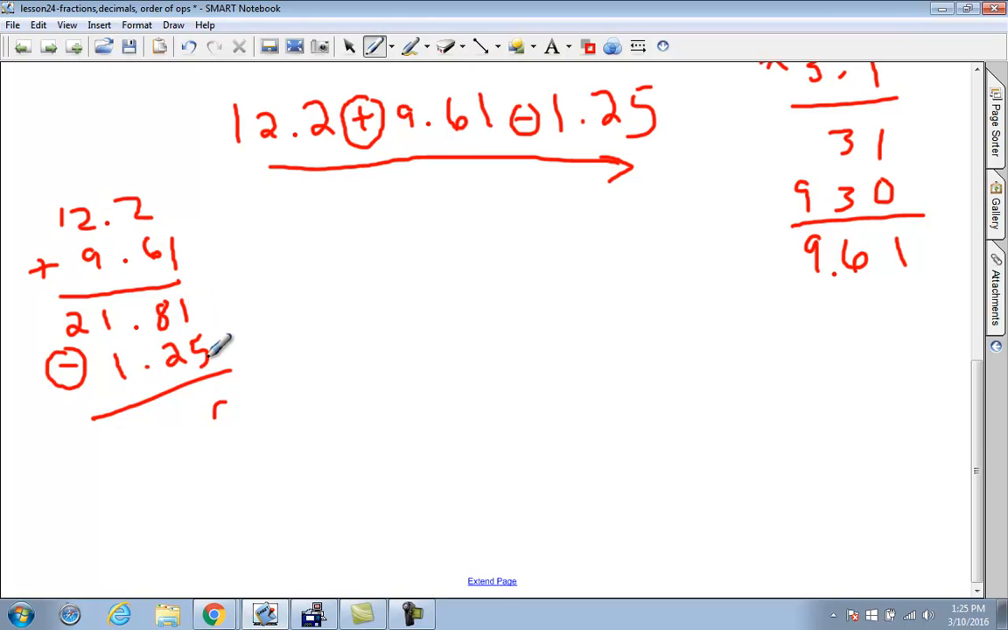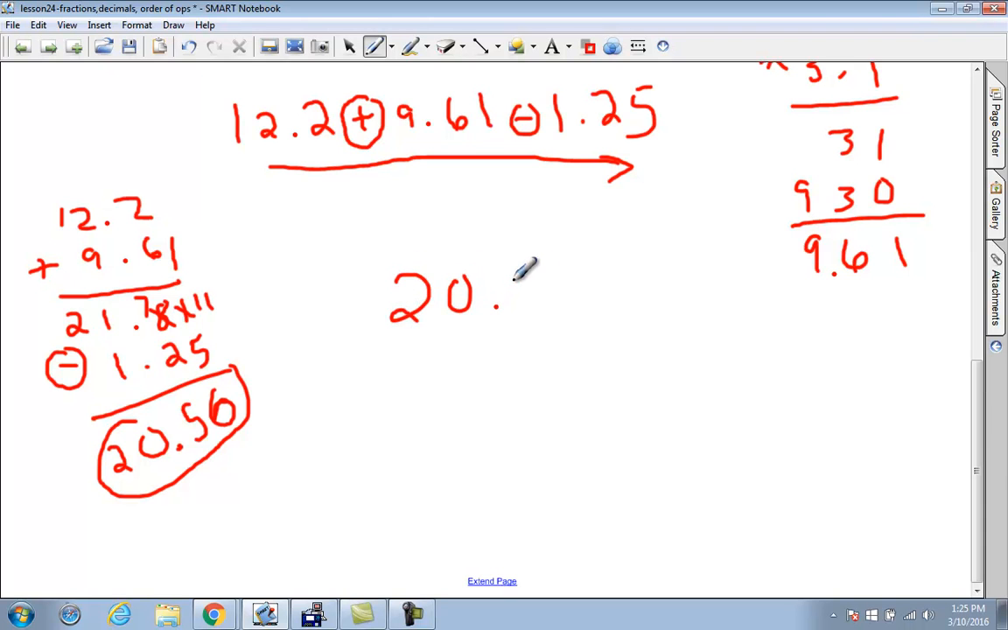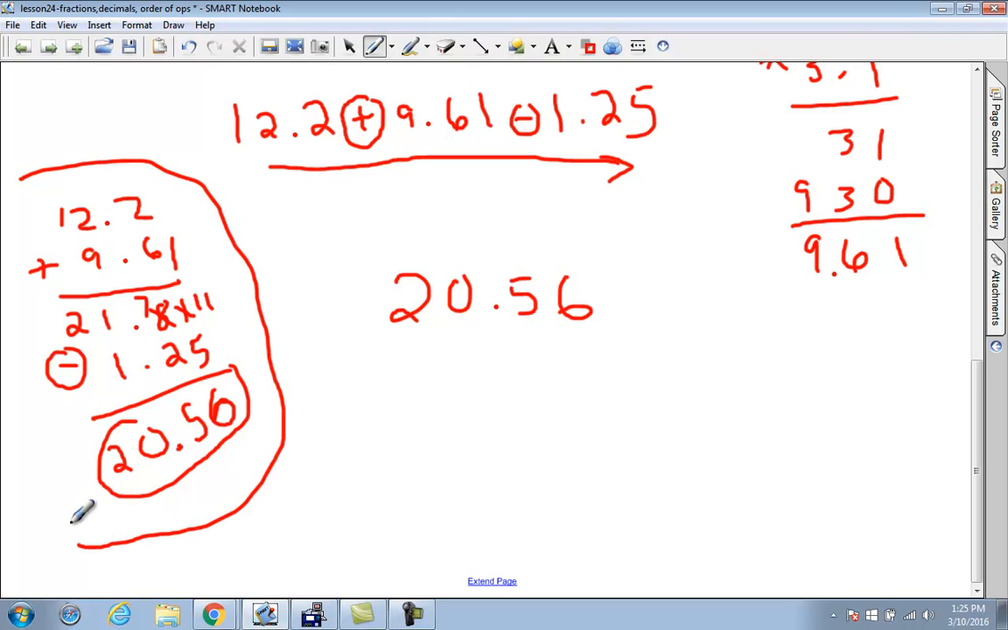So 1, I cannot take away 5, so I'm going to borrow from the 8, turn that into a 7, turn that into an 11, so that'll be a 6. Line up the decimal, 1 minus 1, nothing, and then bring down the 2. So after all that sweat equity, 20.56. So you can do a lot of that sort of addition and subtraction off in the margin so it doesn't mess up your flow.